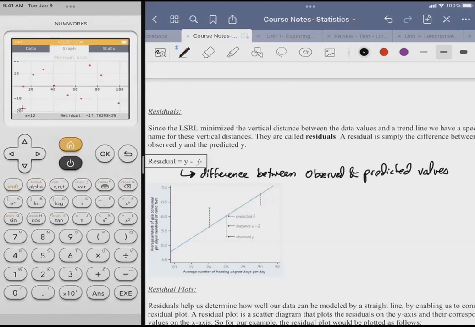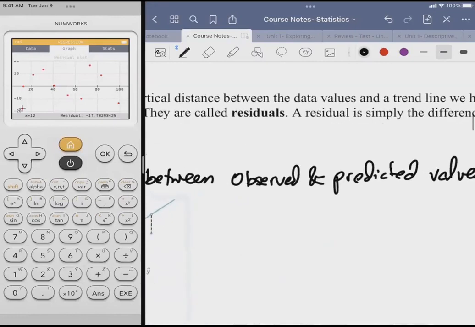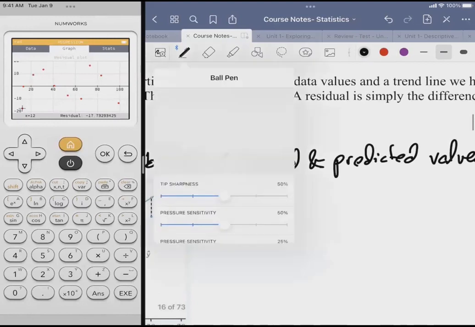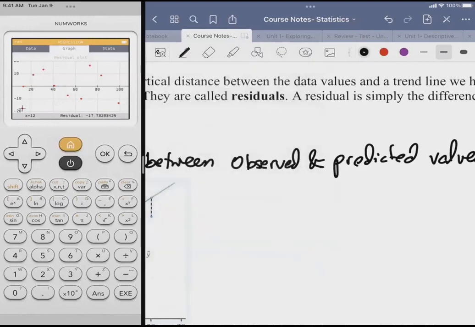Now that it's charging, I can't actually write with it. Yep, technology, disconnect.